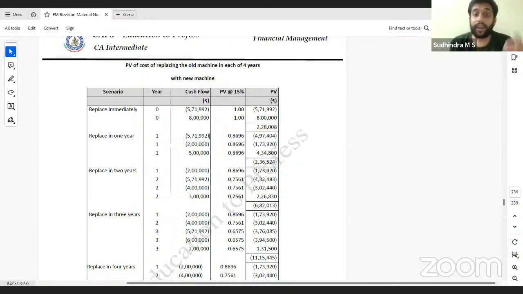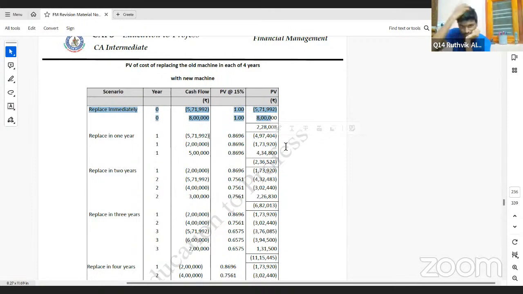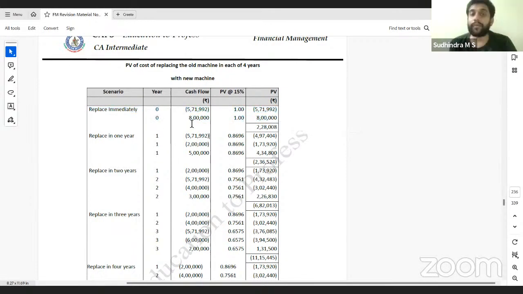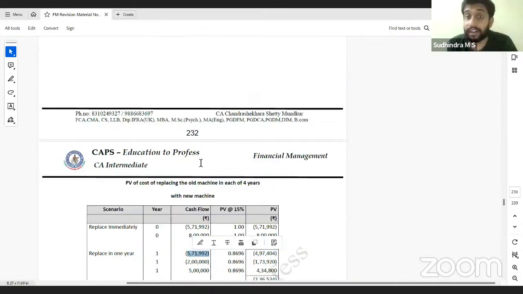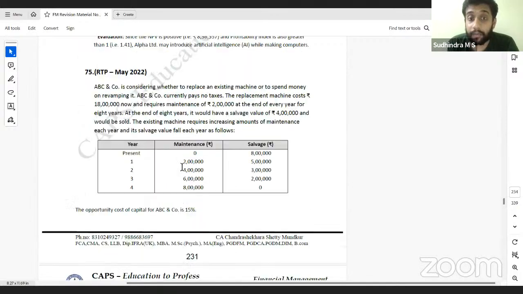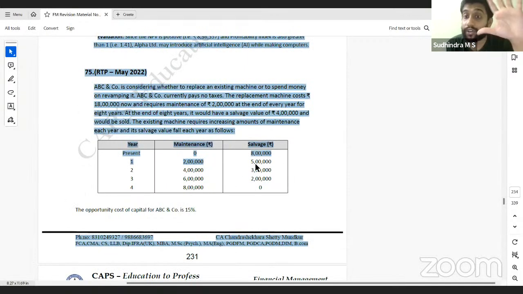Okay, fine. So everyone understood year 0? What I'm doing is investing 571,992 and getting 8 lakh rupees by selling the old machinery, so net benefit. Whereas if I replace at the end of year 1, what happens? I have to shell out 571,992 plus the first machinery has a maintenance of 2 lakh and salvage value reduced to 5 lakh.